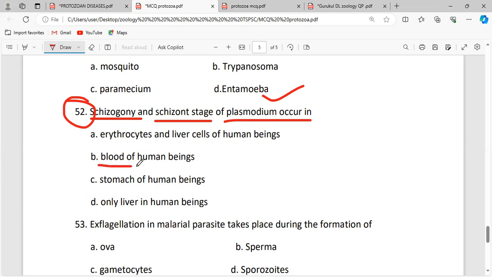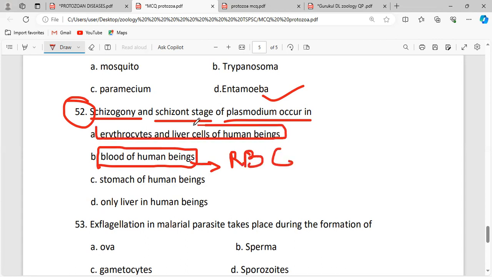You are saying the blood of human beings. In blood, which cell specifically? RBC, which is the erythrocyte, and liver cells. So obviously the answer is erythrocytes and liver cells of the human beings. Even if you don't know the process, if you know the target area of the human beings, liver cells and erythrocytes, you can easily answer this question.